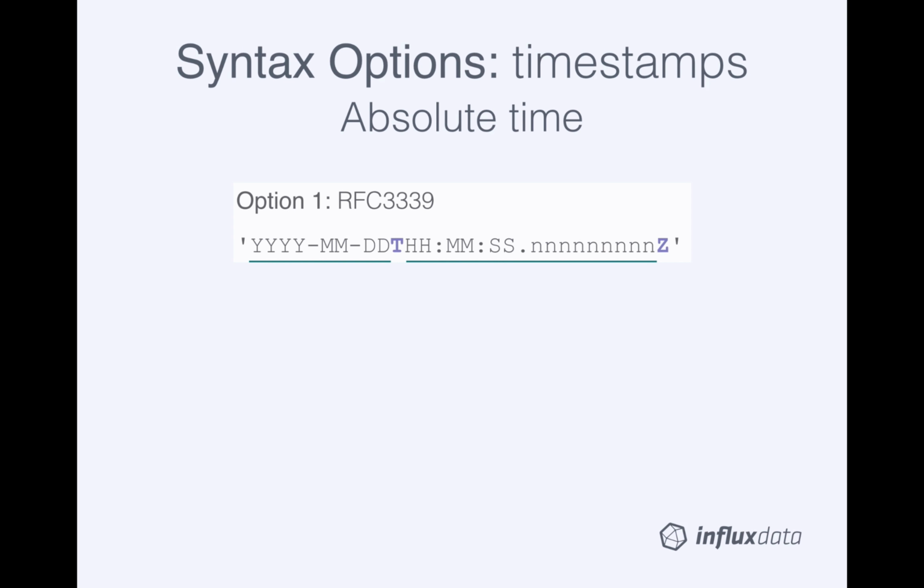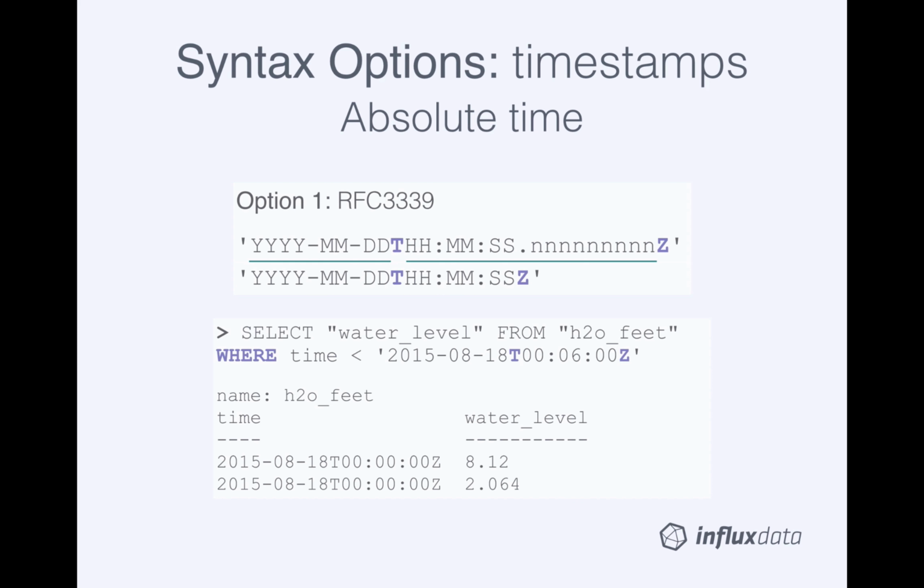The 9-digit nanosecond is actually optional, so this is a valid timestamp. In this case, InfluxDB assumes 0 nanoseconds. The RFC timestamp must be single-quoted. Here's an example of a where clause that includes an RFC timestamp.